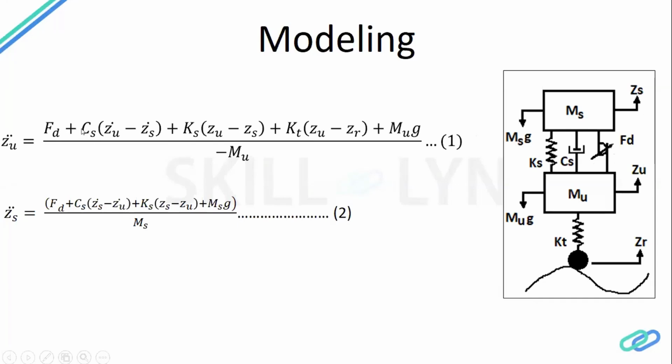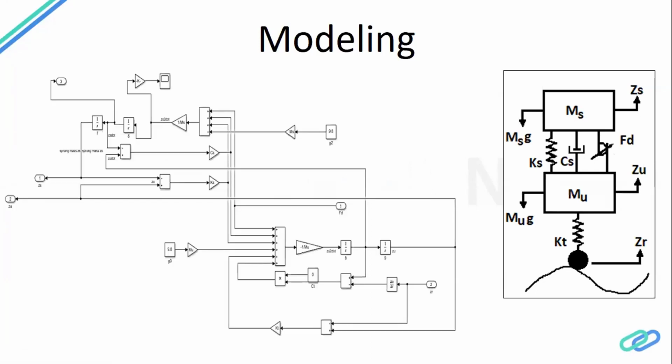We have two equations, which also signifies that it has 2 degrees of freedom. Our sprung mass as well as unsprung mass can move. It has 2 degrees of freedom. Then moving to the modeling part, this is how our model will look, but let's do it in Simulink.